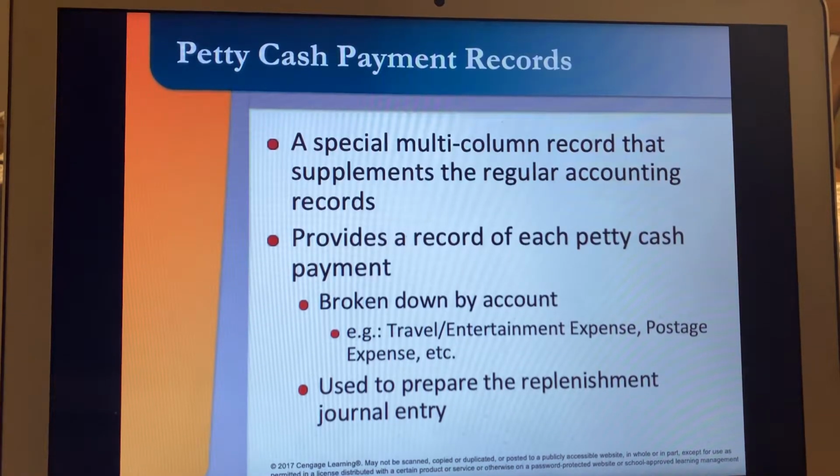The petty cash payments record is a special multi-column record that supplements the regular accounting records. It provides a record of each petty cash payment, broken down by account. Example: travel and entertainment expense, postage expense, and so on. It is used to prepare the replenishment journal entry.